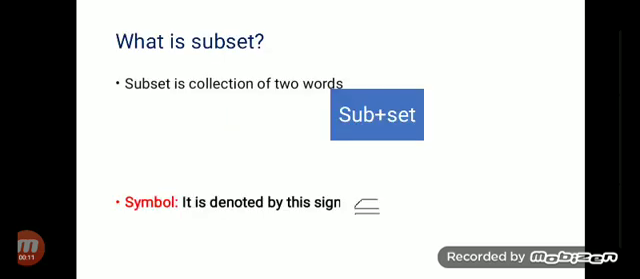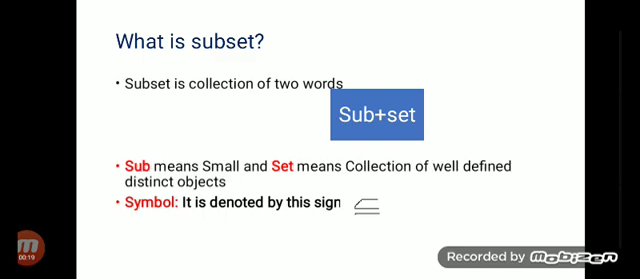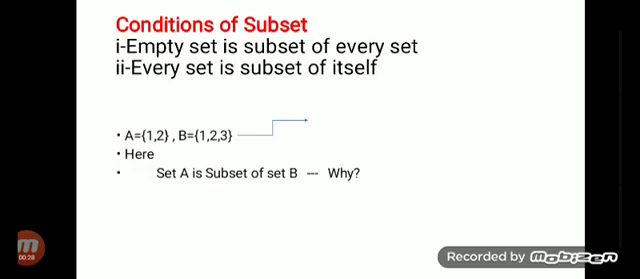Today, we will discuss what a subset is. Subset is a combination of the two words sub and set. Sub means small, and set means a collection of well-defined distinct objects, and it is denoted by this sign.